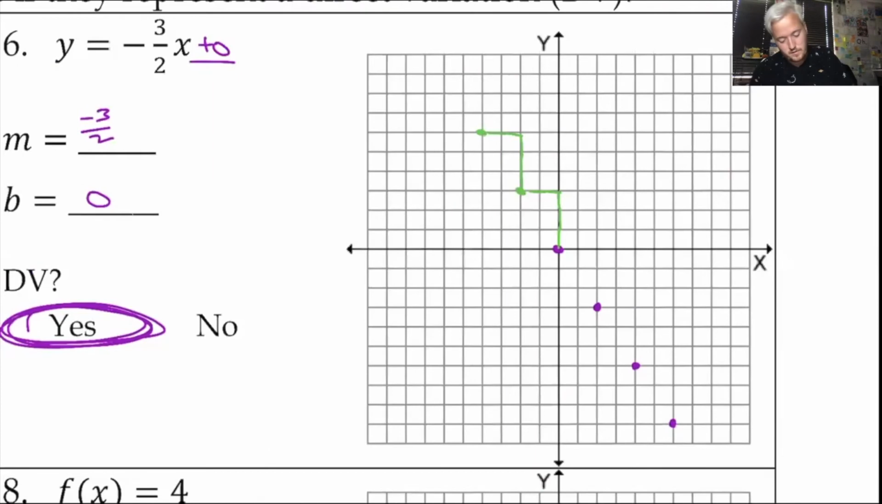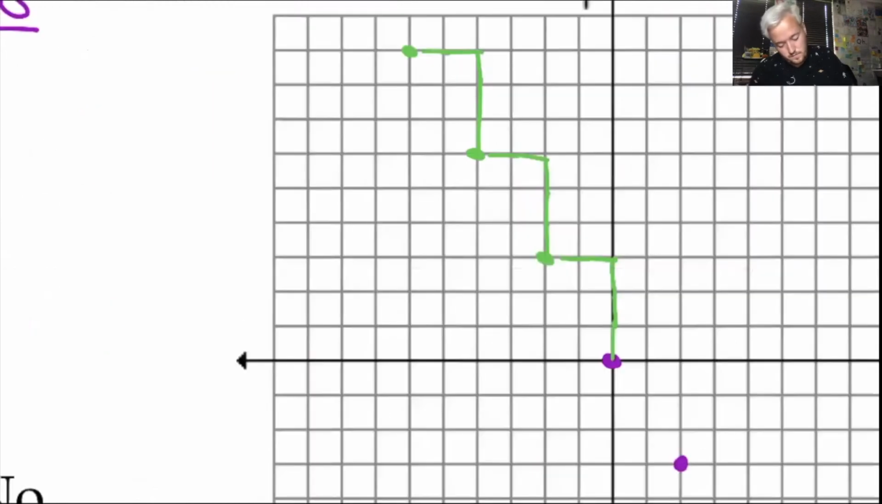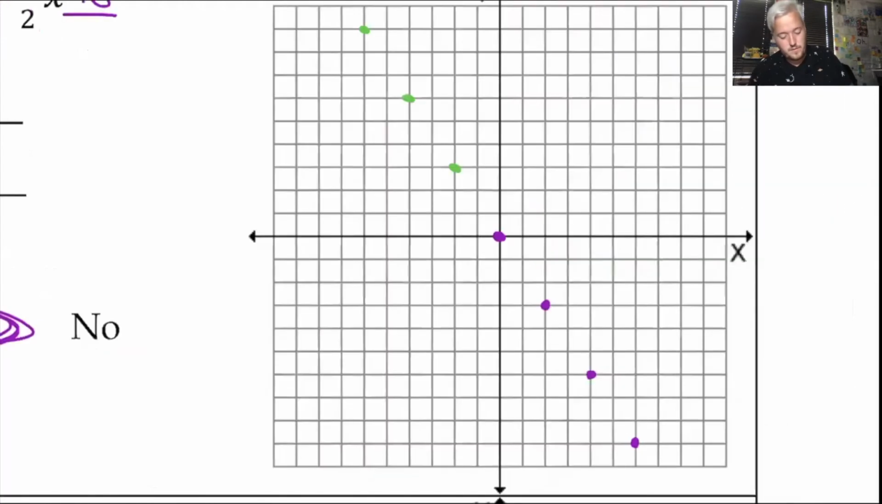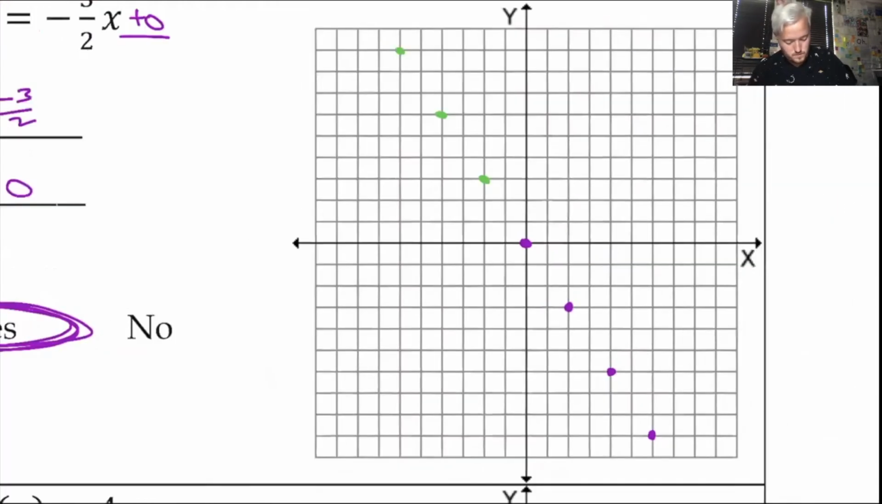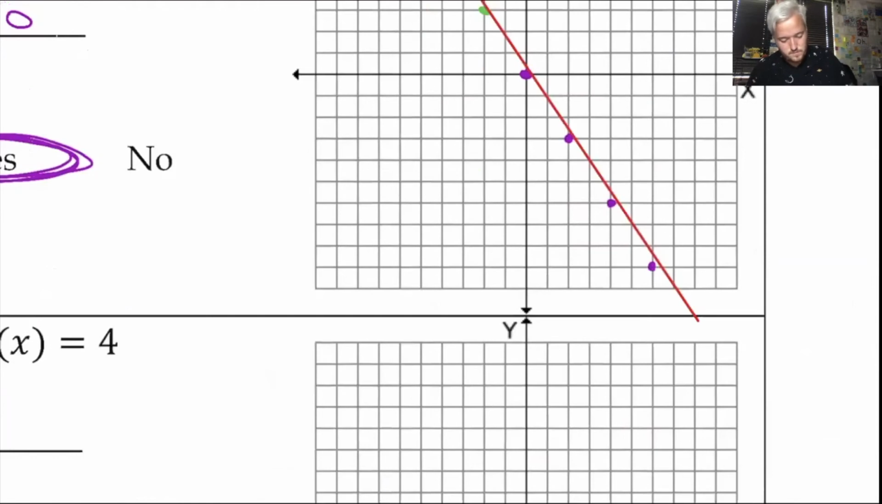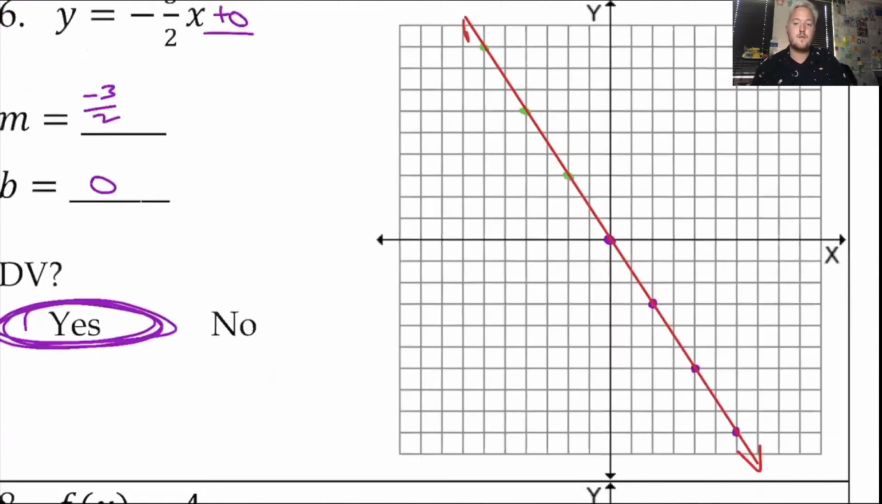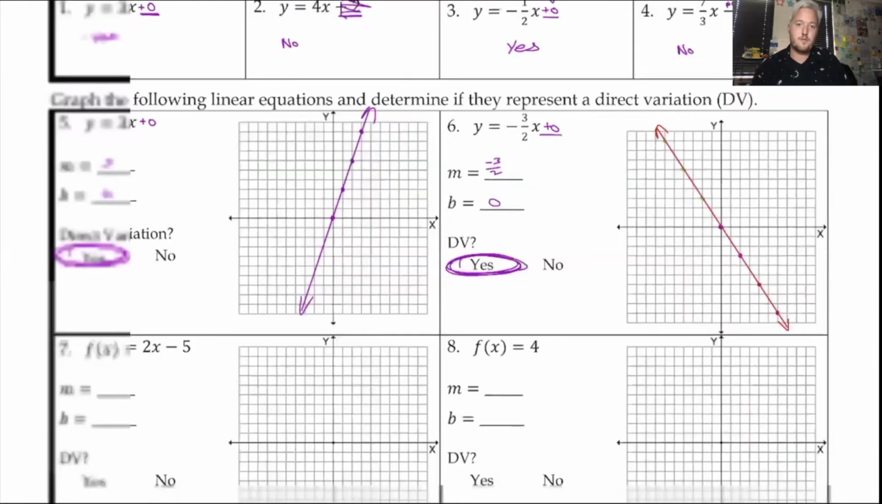Okay. I'm going to draw my line. And extend. Arrows. Boom. Throw a little bit more color in there.